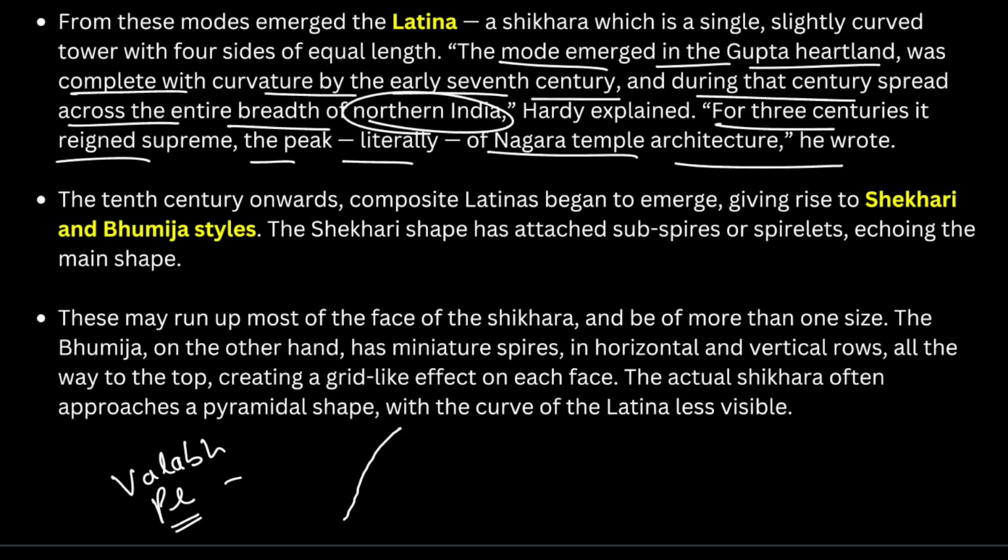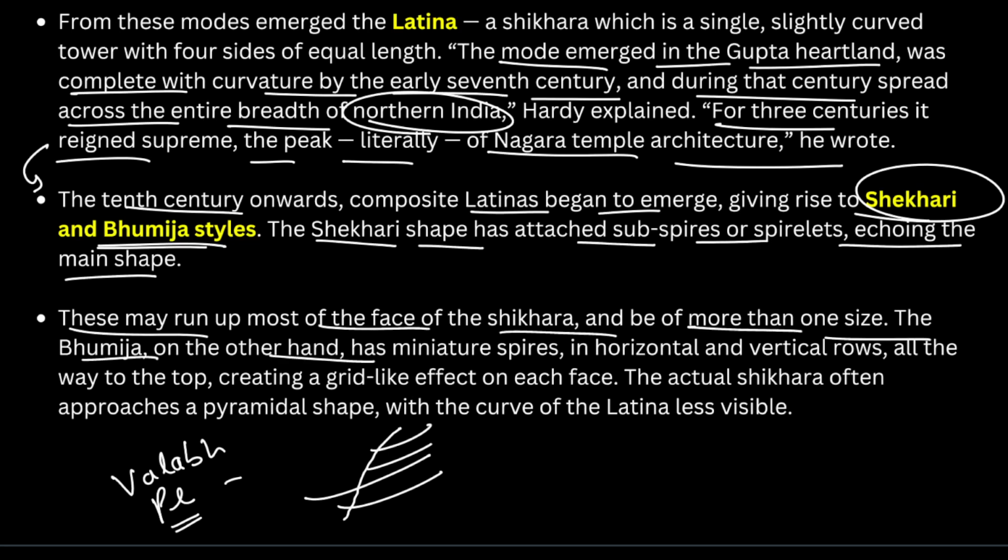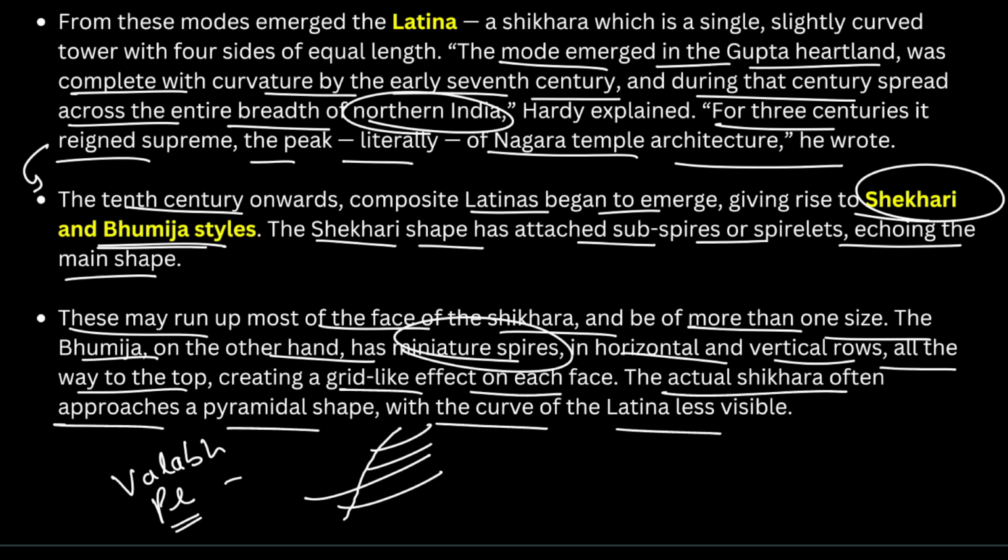Now what do we see further development? The 10th century onwards, composite Latinas begin to emerge, giving rise to Shekhari and Bhumija styles. The Shekhari shape has attached sub-spires or spirelets, like this, let's say, echoing the main shape. These may run up to most of the face of the Shikhara and be of more than one size. The Bhumija, on the other hand, has miniature spires in horizontal and vertical rows, all the way to the top, creating a grid-like effect on each face. The actual Shikhara often approaches a pyramidical shape with the curvature of Latina less visible.